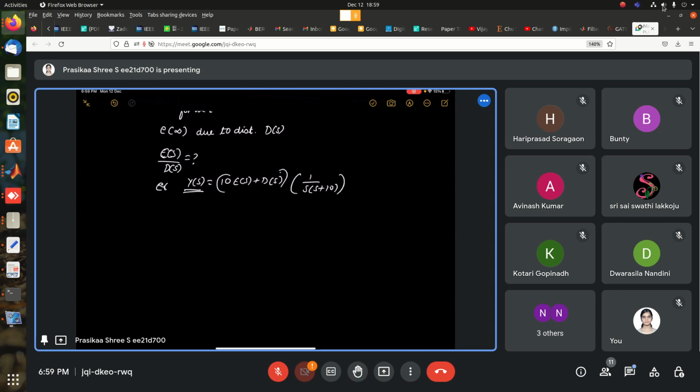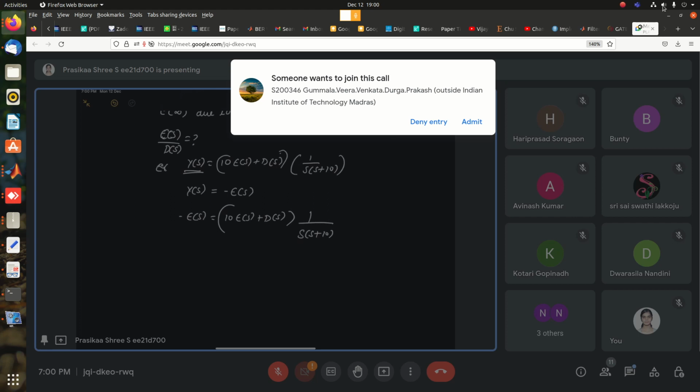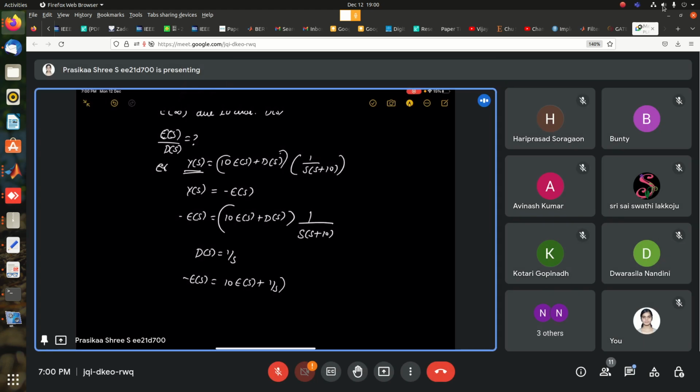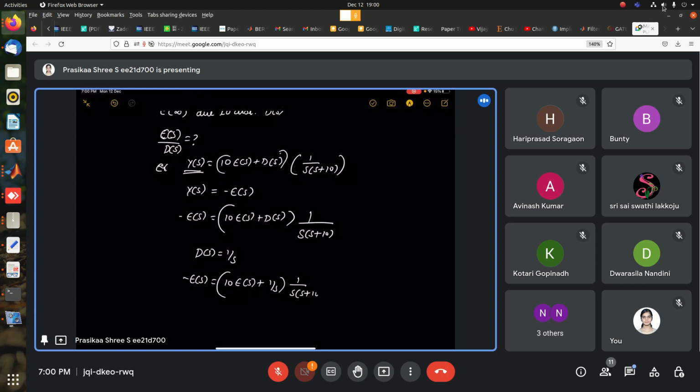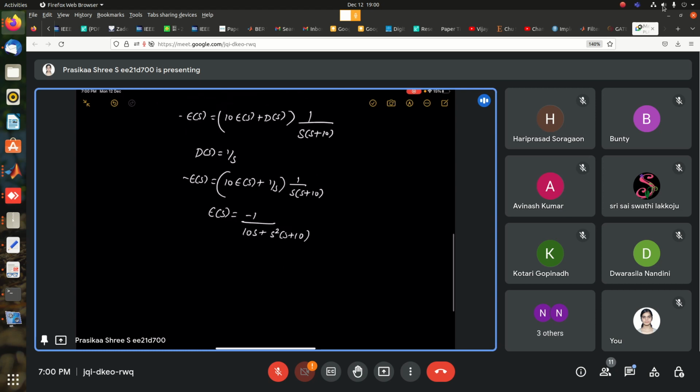Once you find it, y of s is equal to minus e of s. So minus e of s is equal to 10 into e of s plus d of s into 1 by s into s plus 10. Right? So we know that d of s is equal to 1 by s because the input is unit step input. So minus e of s is equal to 10 into e of s plus 1 by s into 1 by s into s plus 10. So when you're rearranging this and finding out what is e of s, you'll be getting minus 1 by 10s plus s square plus s plus 10. Just take it to this side and find out the Laplace transform of the error signal.